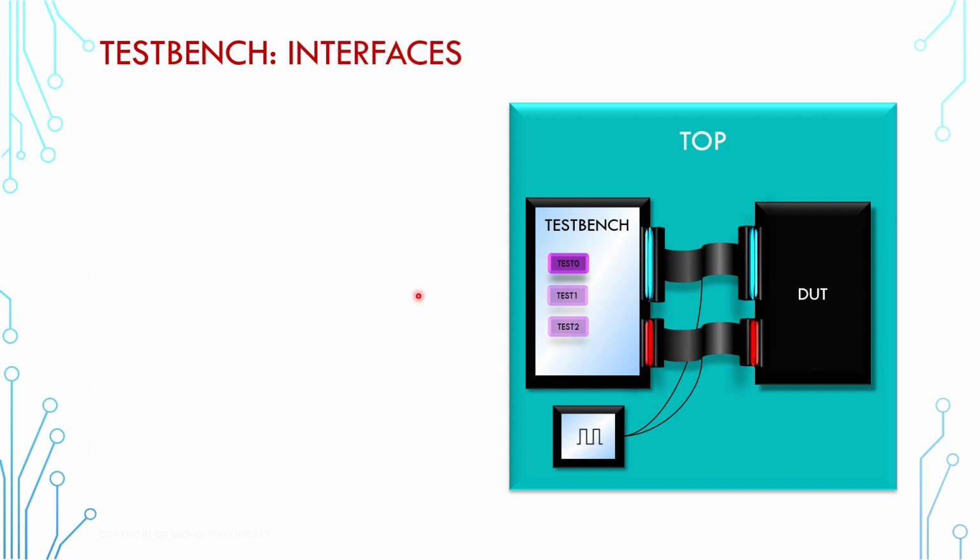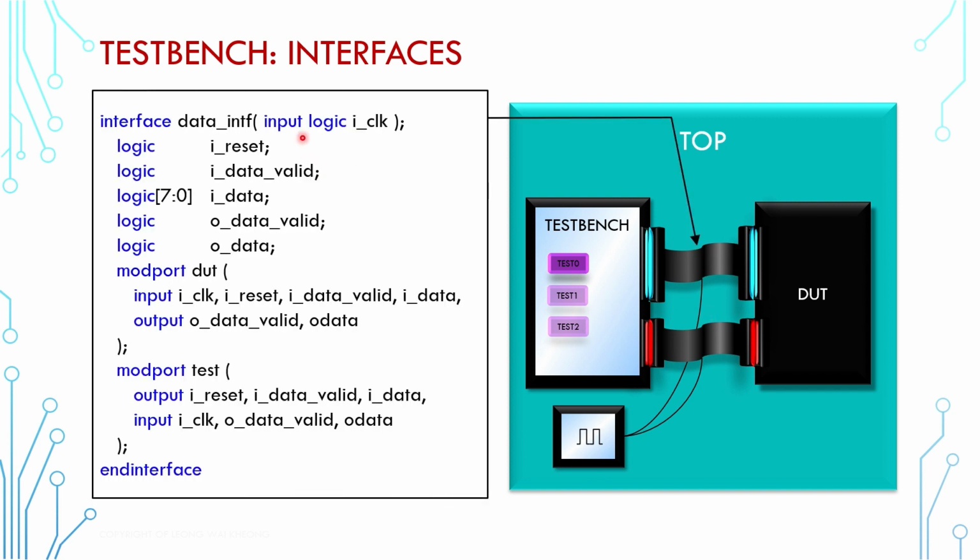Alright, first let's start with the interface. I have split the interface into two. One is for data and another one is for config register, CR. This is the data interface. It has an input clock. These are the signals it contains. There are two modports. One is meant for the design and another one is meant for the test.